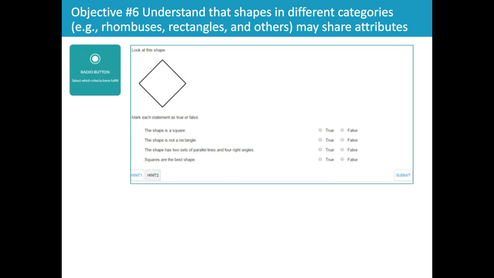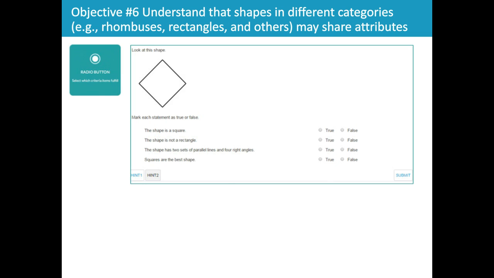Harold, can you talk for a minute about this radio button item? Yes. So this objective has many parts. It says understand that shapes in different categories like rhombuses, rectangles, and others may share attributes. This is a radio button item, and it serves a good purpose for the objective.